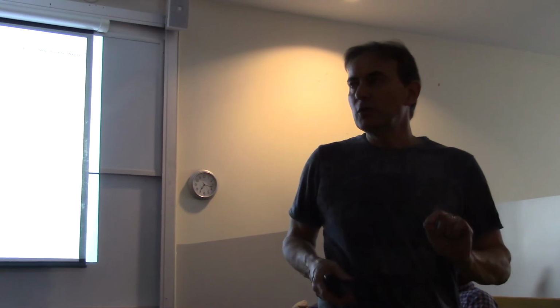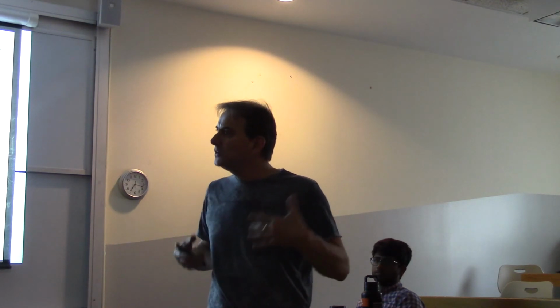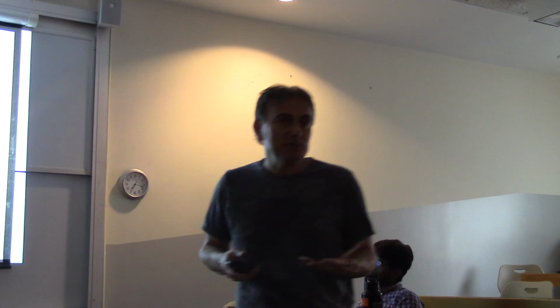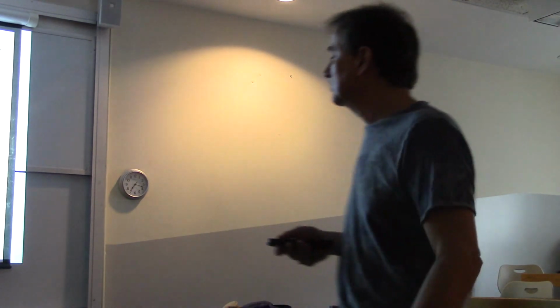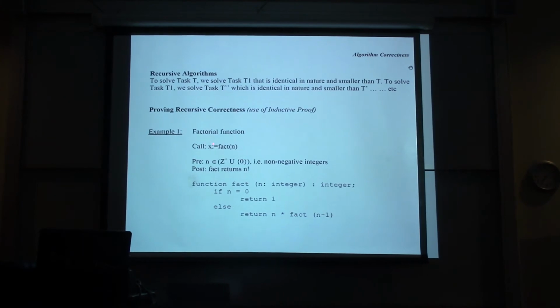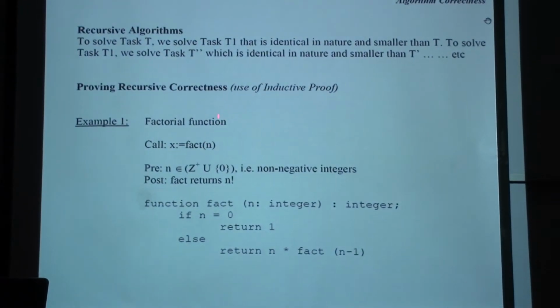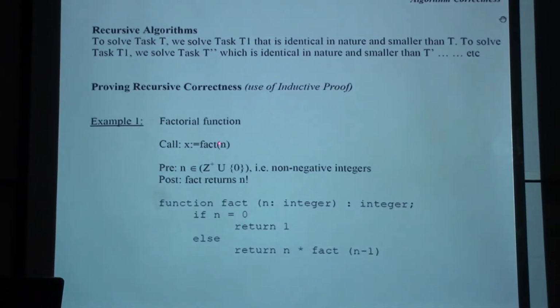So n factorial, in general, is going to be n times n minus 1 factorial. So that's kind of a recursive way to calculate factorial. What we're going to do is use a recursive function, and then try to prove that it's in fact correct. So what I have here is a call where I send in some n, and the return value is the factorial of n.